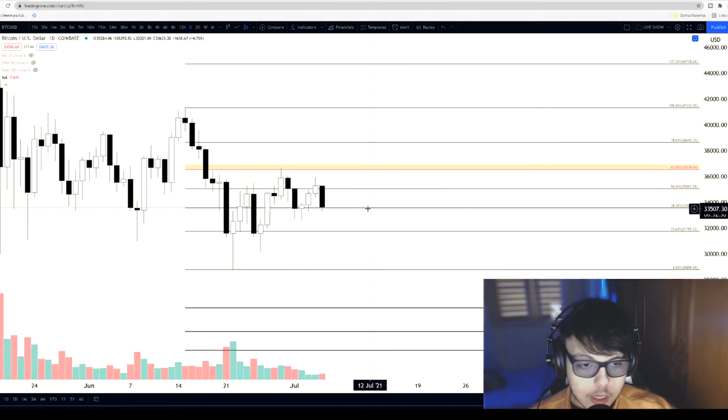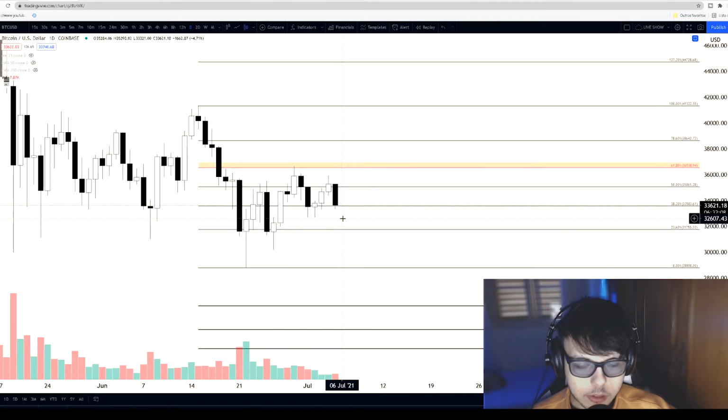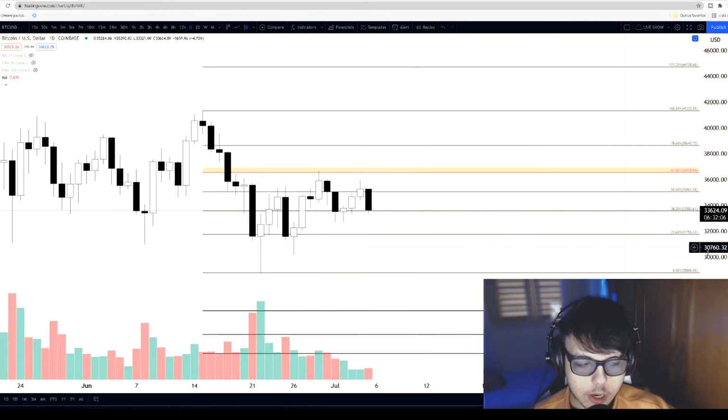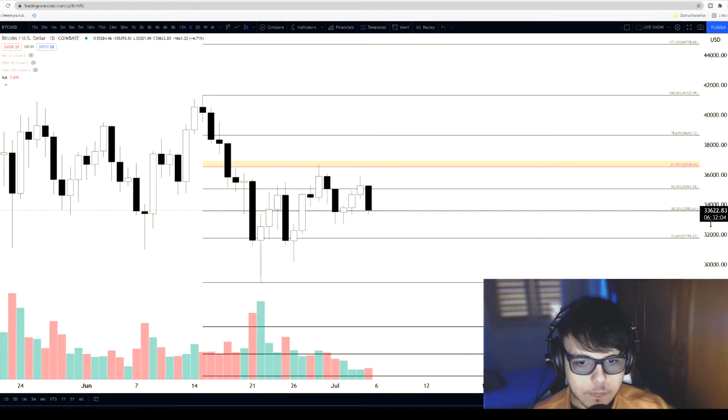Now we are getting support, and we are testing this 38.2 level on the Fib retracement as a support line. So if this daily candle closes like this, we can be pretty sure that we held this as support. But something very interesting that I want to talk about is the candlestick patterns that we are seeing on BTC.